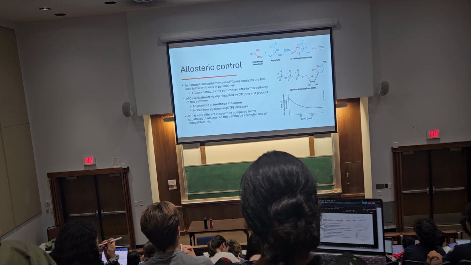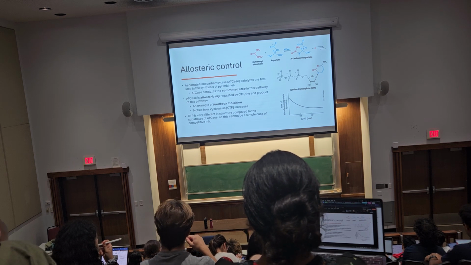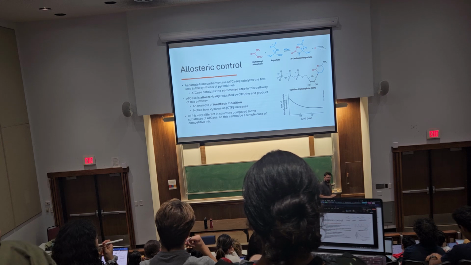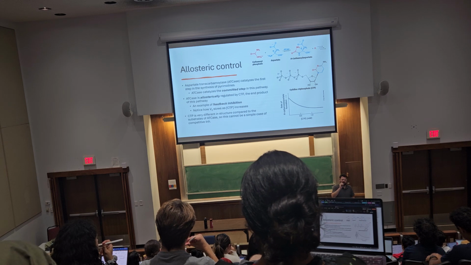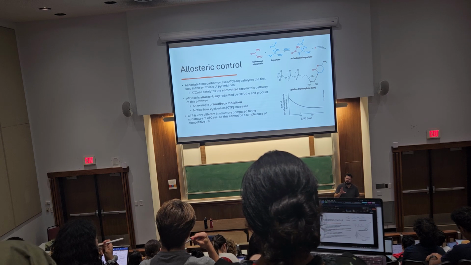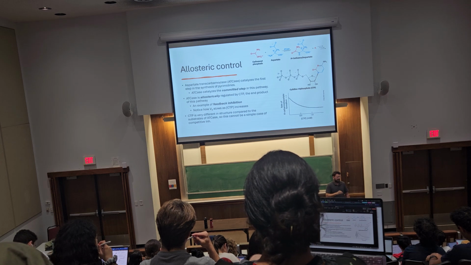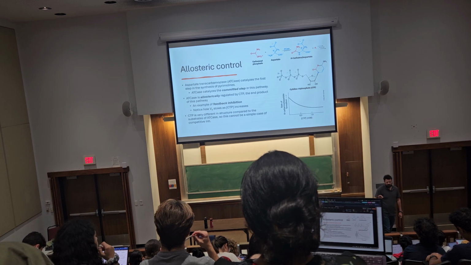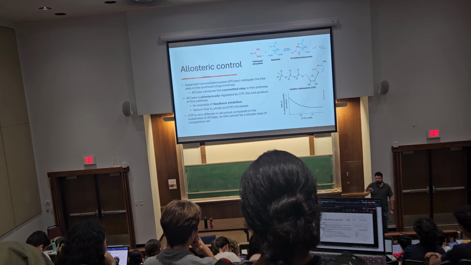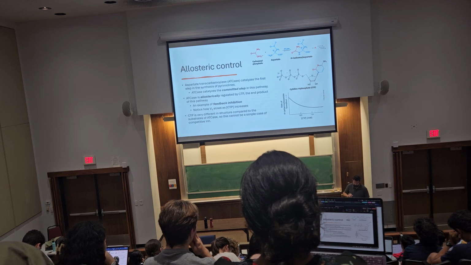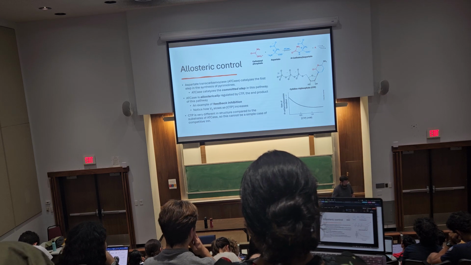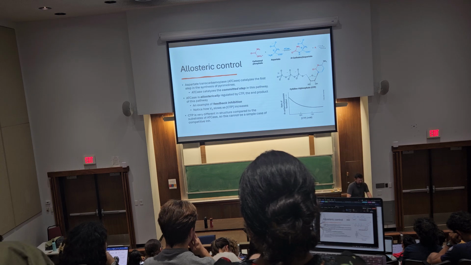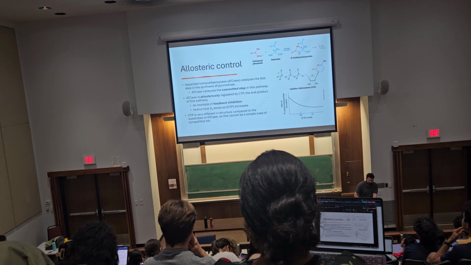Committed step. The committed step is the first step in a pathway that generates a product that is unique to that pathway, right? Because it has to generate a product that is unique to that pathway, it's generally the first irreversible reaction in that pathway. ATCase is allosterically controlled by CTP, the end product of this pathway.